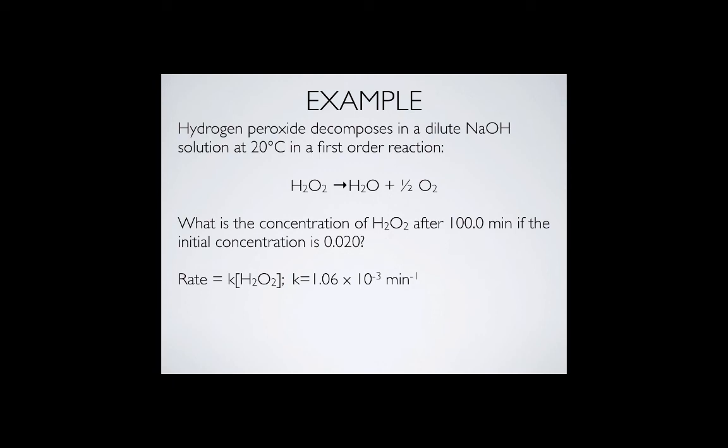So here's an example. We have hydrogen peroxide decomposing in a sodium hydroxide solution. It's a first order reaction, so we're told it's a first order reaction, and we want to know what the concentration of the reactant hydrogen peroxide is after 100 minutes if the initial concentration is 0.020. We're given the rate law there, we're given the value for k, so all we need to find is the concentration of H2O2 after 100 minutes. And we're going to work this one out in class, and there will also be a pencast for this problem posted on D2L.